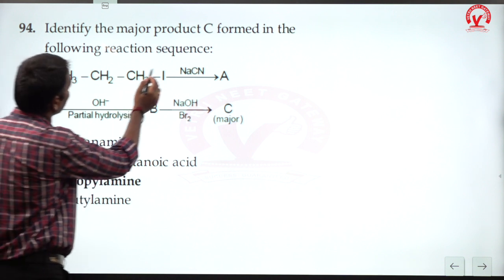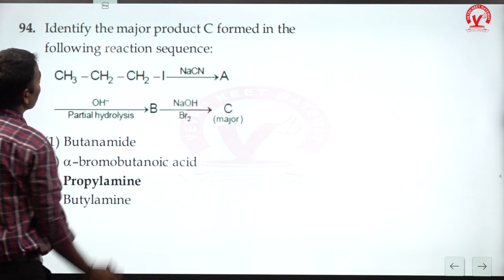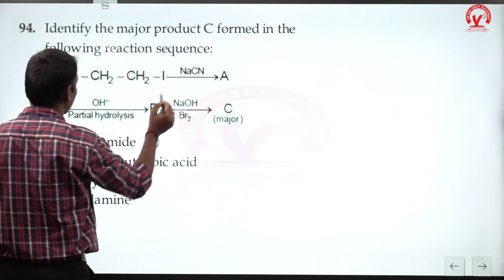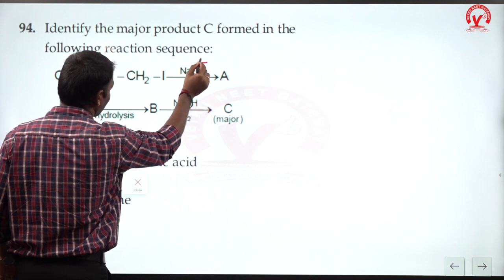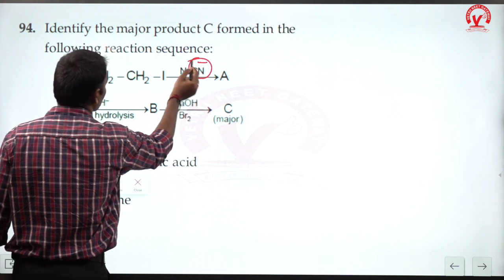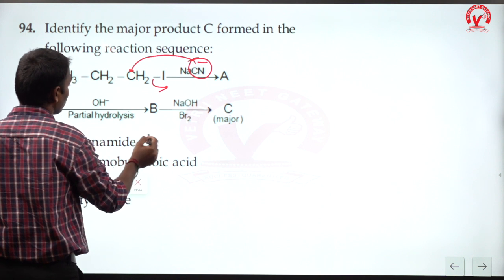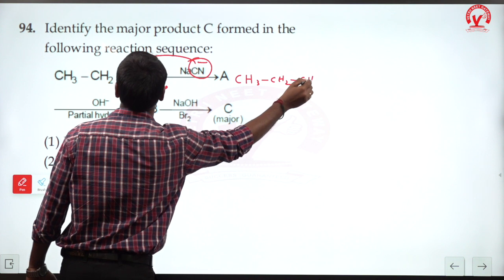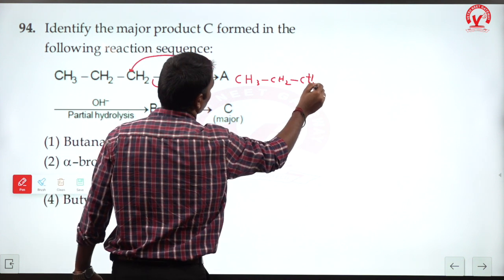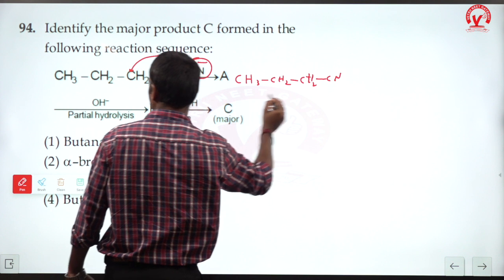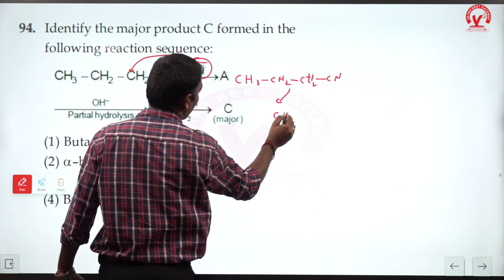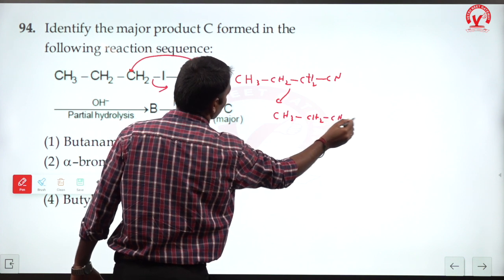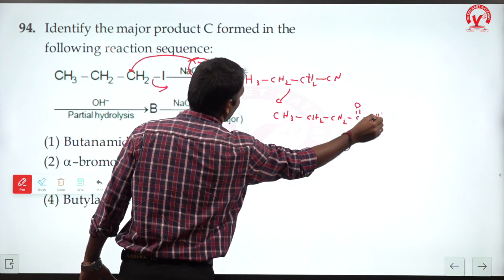94th question. Identify the major product C formed in the following reaction sequence. Right here, Na plus CN minus, sodium cyanide. Cyanide here, CN is a good nucleophile. So nucleophilic substitution takes place here. I minus comes out. Right here, CH3CH2CN. So it is partial hydrolysis. Partial hydrolysis will give here an amide. We will get here CH3CH2C double bond O NH2.